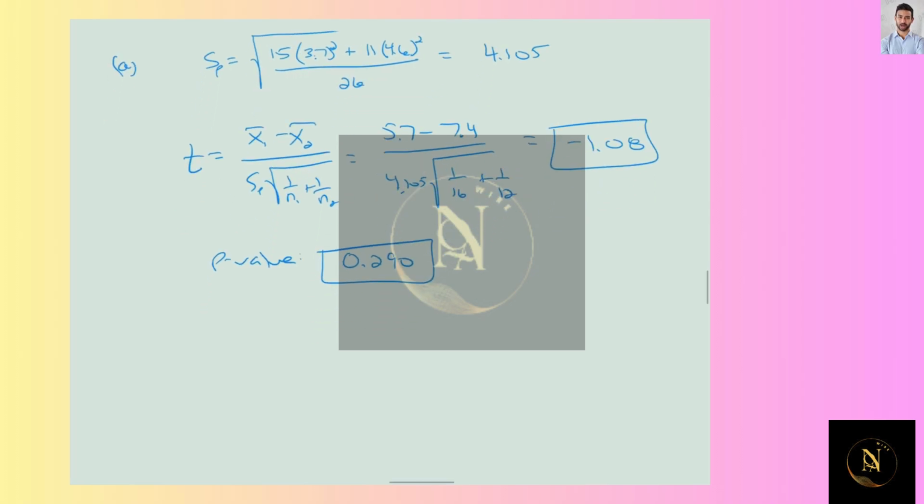And because that is greater than our alpha of 0.10, we would fail to reject the null hypothesis. There is insufficient evidence that the means differ. So that would be choice B.